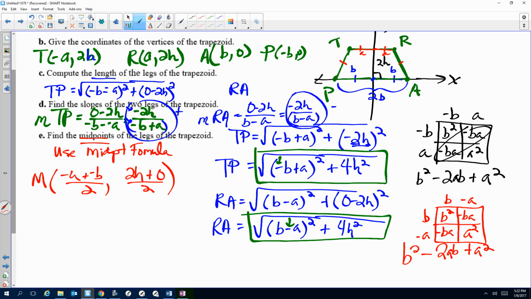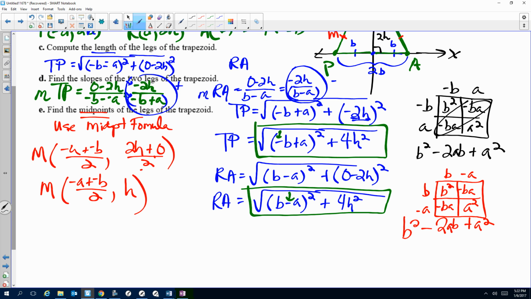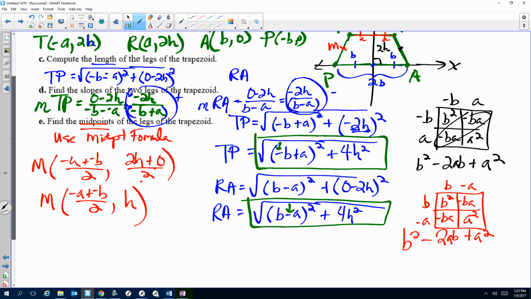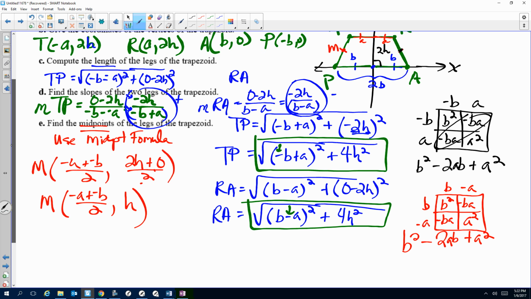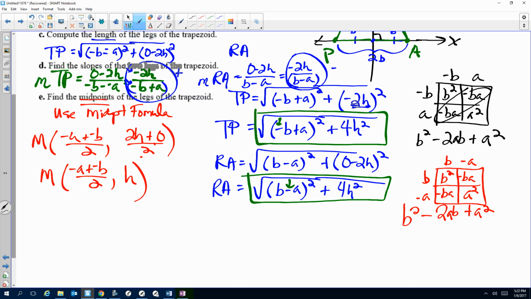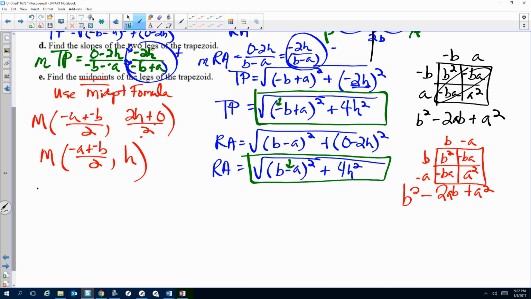Now, these are not like terms, so I can't combine them. So our midpoint is negative a plus negative b divided by 2. But I can simplify this, and that just becomes h. So there is our coordinate for our M. And I'm going to make the other one, let's just make it X. And we have to find the midpoint from, what is it? RA? Yeah, RA. I'm going to make that X.